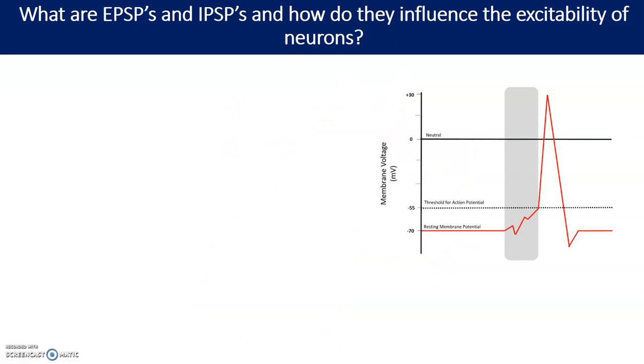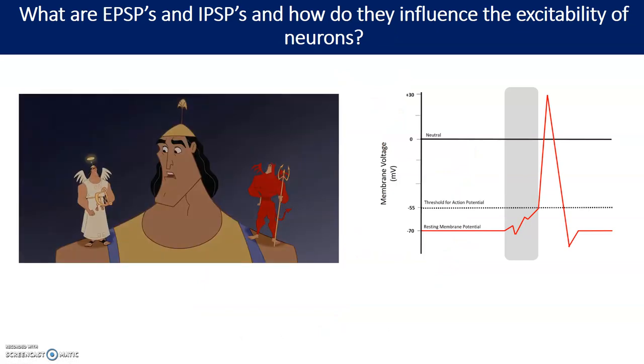The way I think of it is a lot like shoulder angels. So this is one of my favorite movies, Emperor's New Groove. We got this guy Kronk, who is trying to decide what to do, and he has one shoulder angel telling him to do something good and the other one saying let's do something bad. Do it, don't do it, or vice versa, right? That's how your EPSPs and IPSPs work.